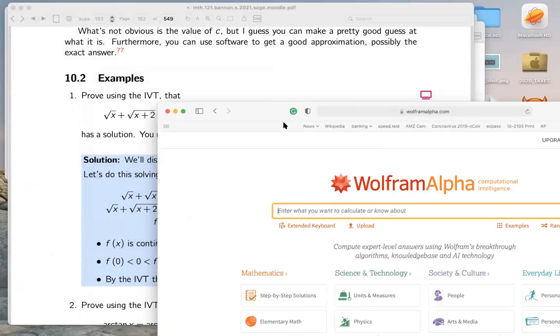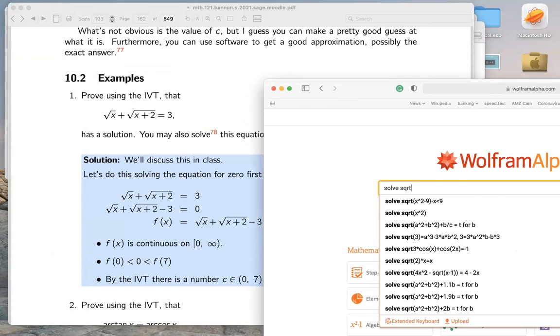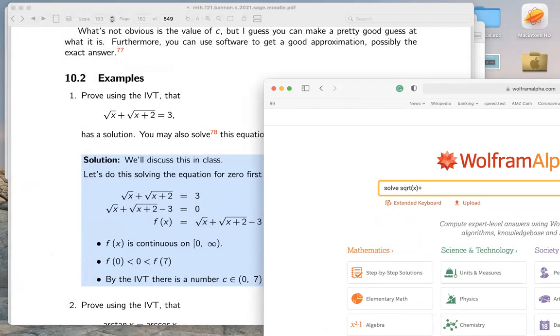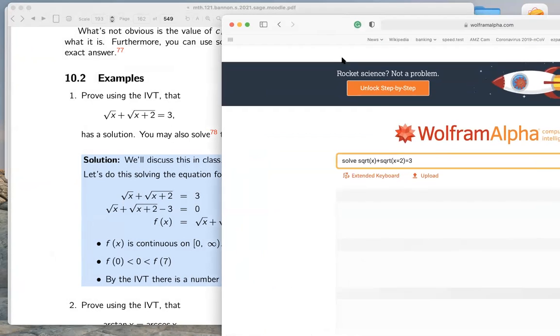And I'm just playing around with software. So I'm going to say solve. Oh, by the way, I don't know if it's going to work. Square root, SQRT, plus square root, let's see, x plus 2, right? That equals 3. I made a mistake in typing. I got to type that again. Sorry about that. I'll correct that over there. It's a plus sign.